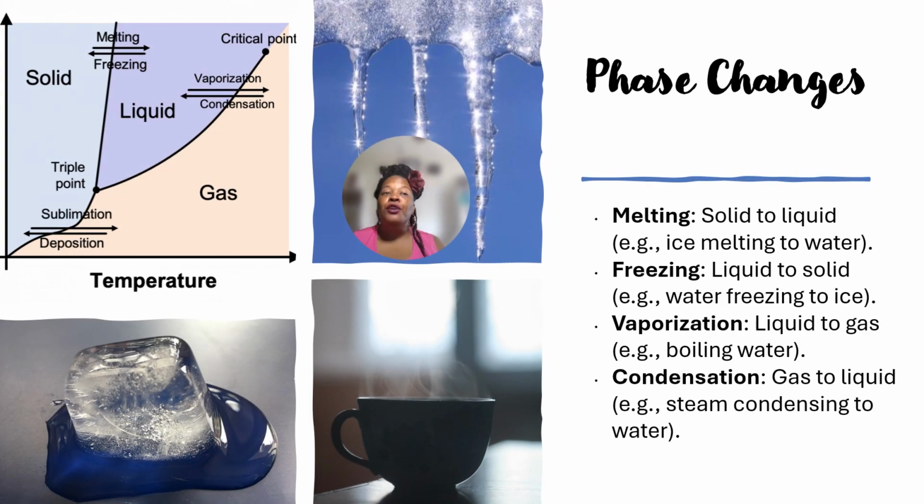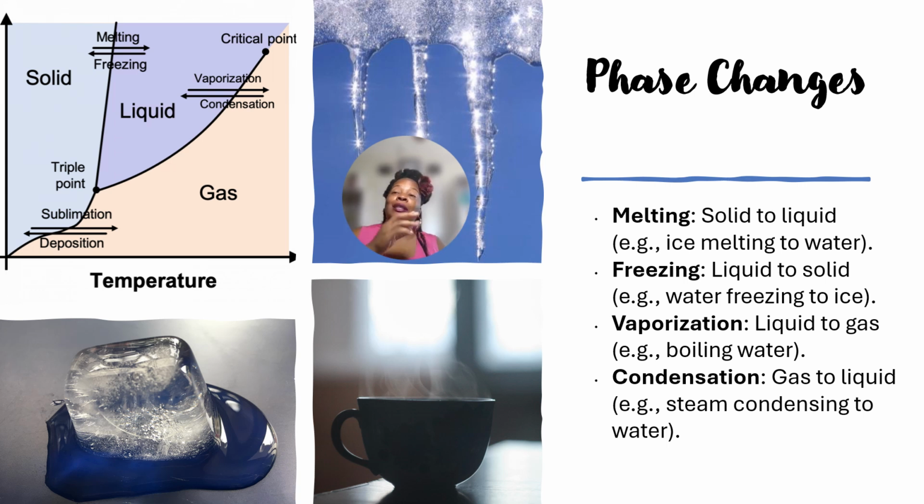Phase changes. You need to also understand that there are various phase changes when it comes to states of matter. For instance, melting. Ice melting to water basically means that you're going from a solid to a liquid. When you're freezing things, that simply means you're going from a liquid to a solid. An example of that would be water freezing to ice.